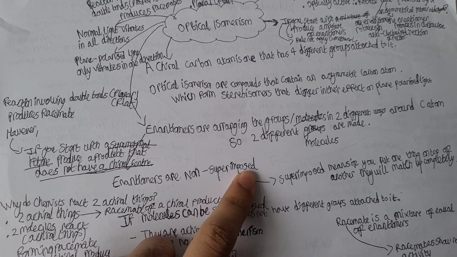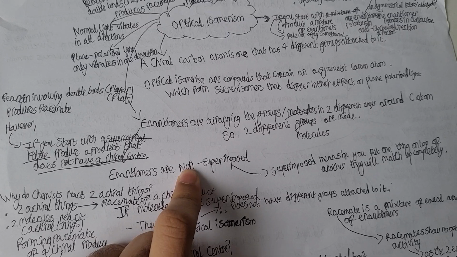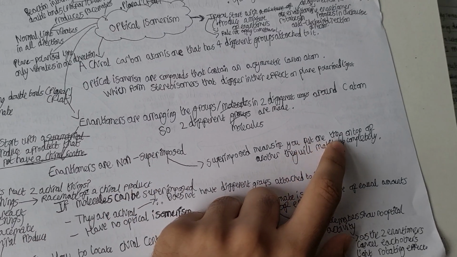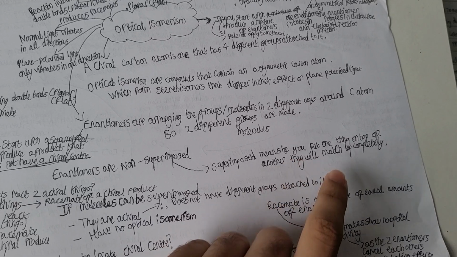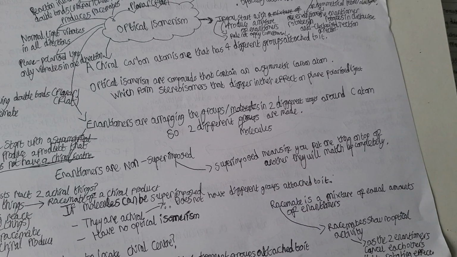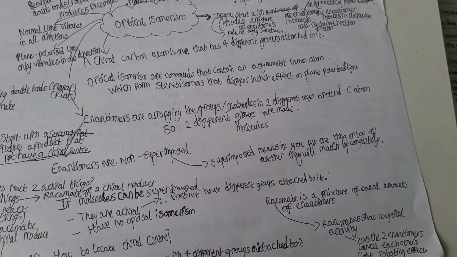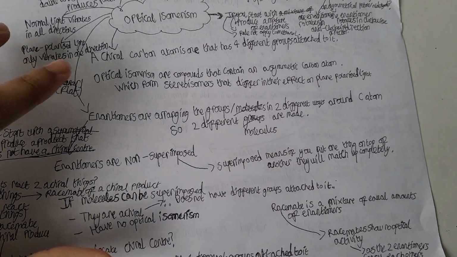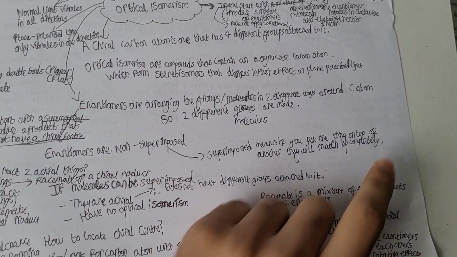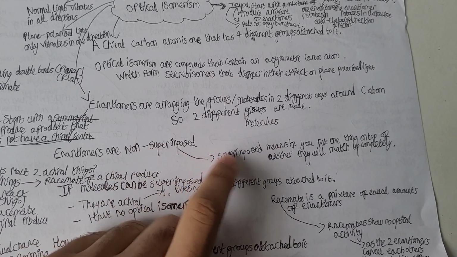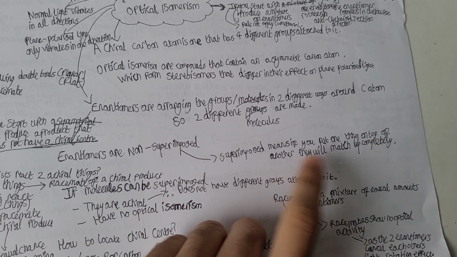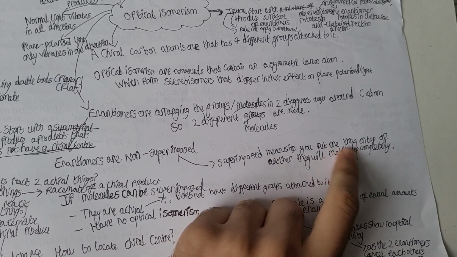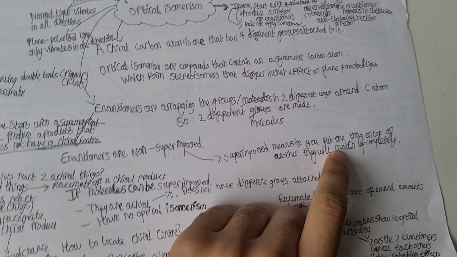Enantiomers are non-superimposable. What does that mean? Superimposed means that if you put one thing on top of another, they will match up completely. So if I put this piece of paper on top of another, and it's just photocopied, they will match up completely. Therefore, non-superimposed means if you put one thing on top of another, they will not match up completely.